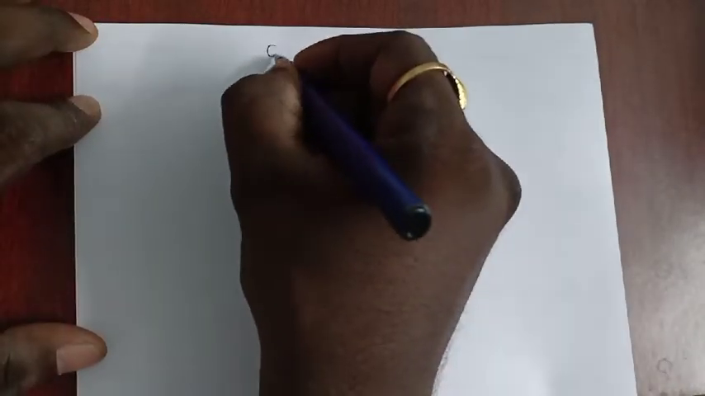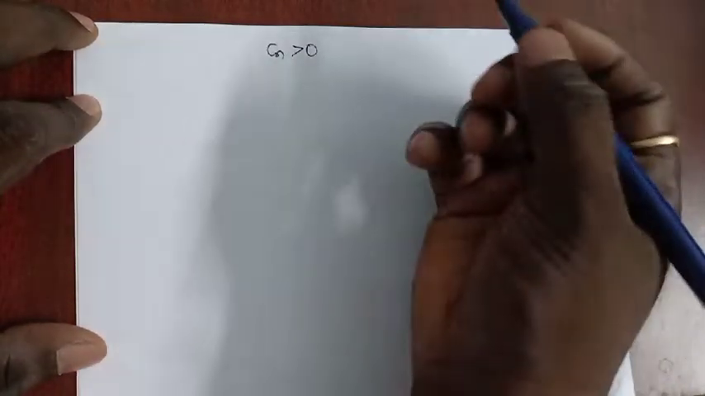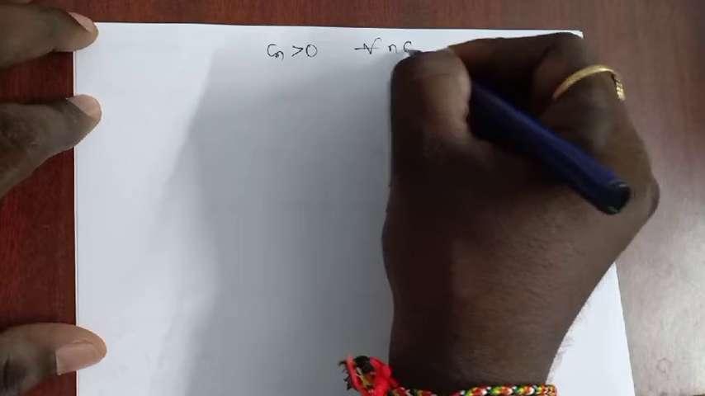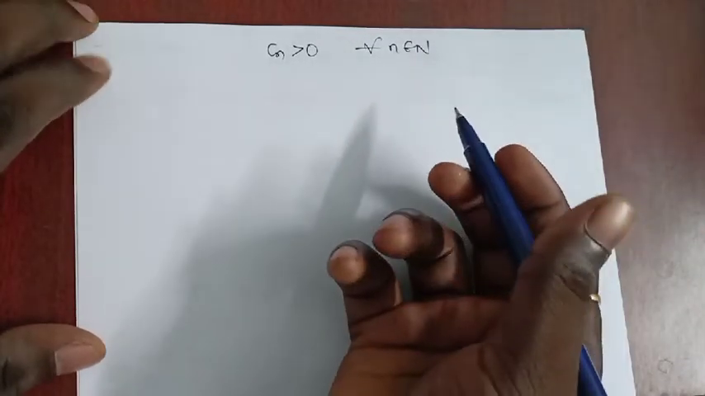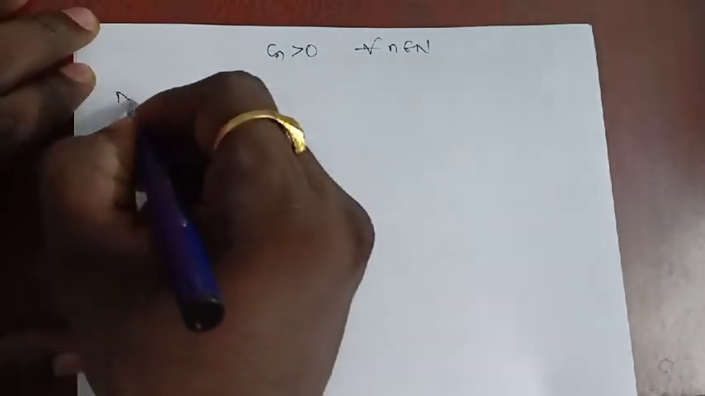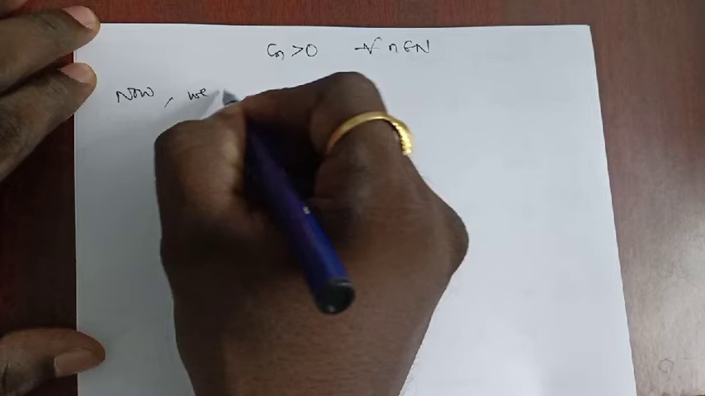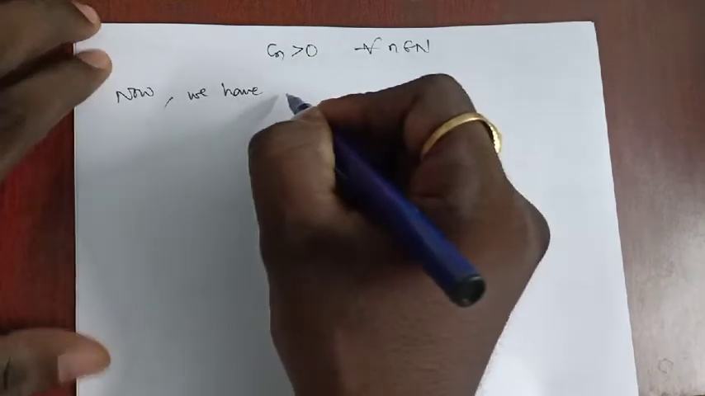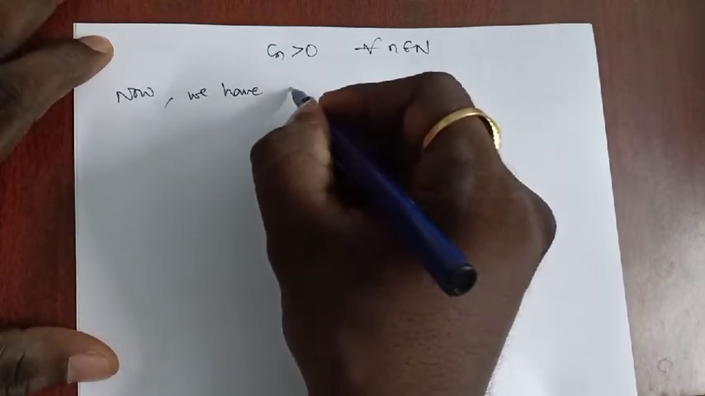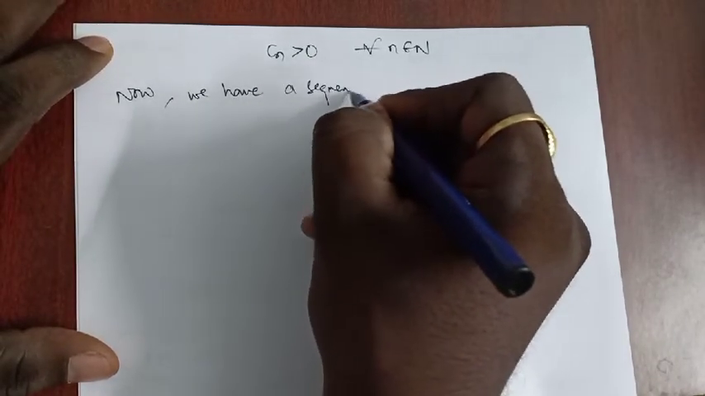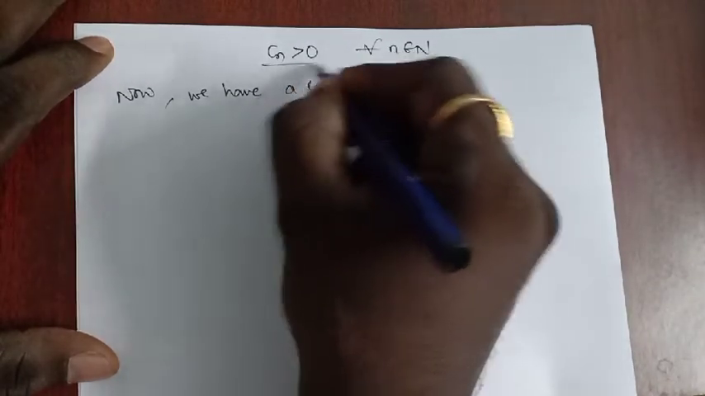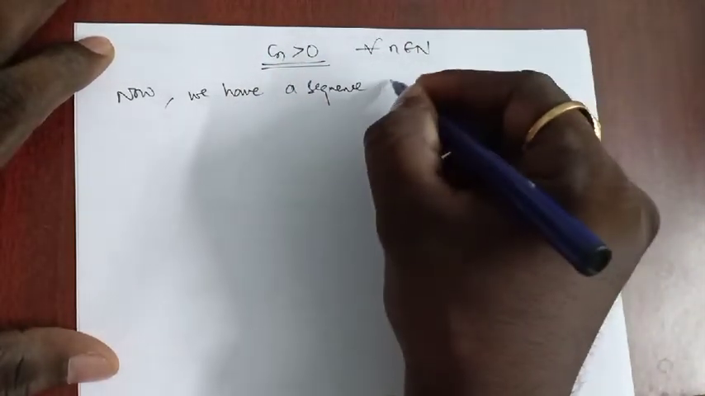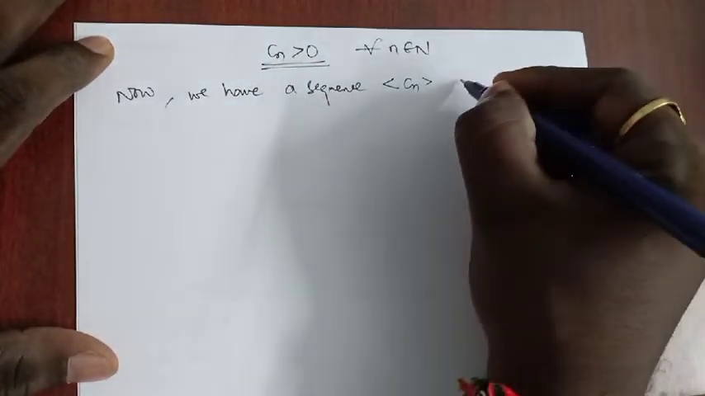So what we get? Cn is greater than 0 for all n belongs to N. So now we have a sequence which is a positive sequence. Clearly we have a positive sequence Cn.